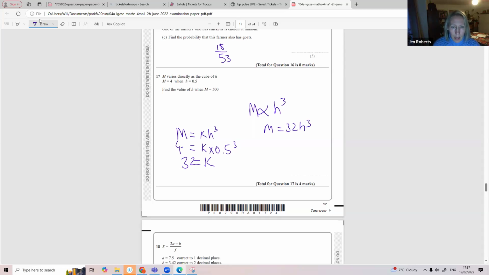Find the value of h when m is 500. We're going to divide both sides by 32. And I'm going to cube root both sides. You get h is 2.5.